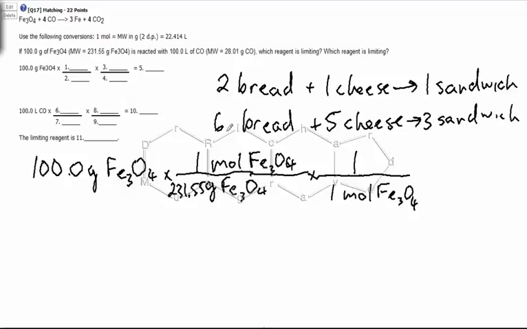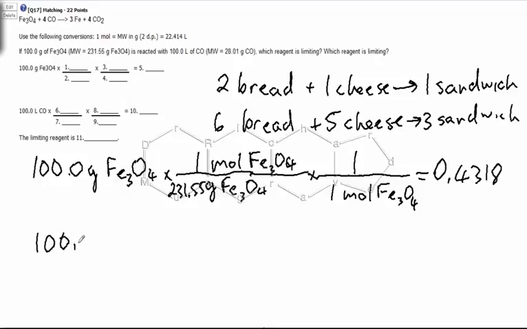and that's going to give us 0.4318, and that's a mole ratio. Everything cancels here, so we don't have any units left on this one. 0.4318 is the mole ratio for that one.